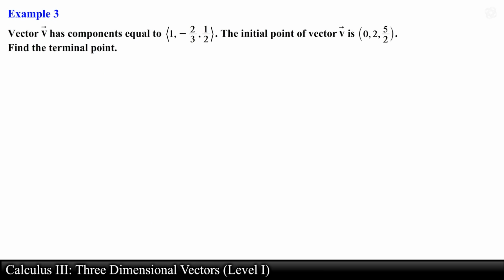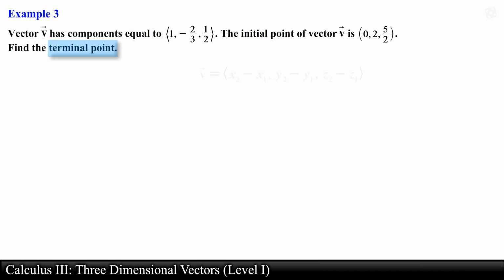Vector v has components equal to 1, -2/3, and 1/2. The initial point of vector v is (0, 2, 5/2). Find the terminal point. Here we're given the components of vector v and its initial point. We are asked to find its terminal point.